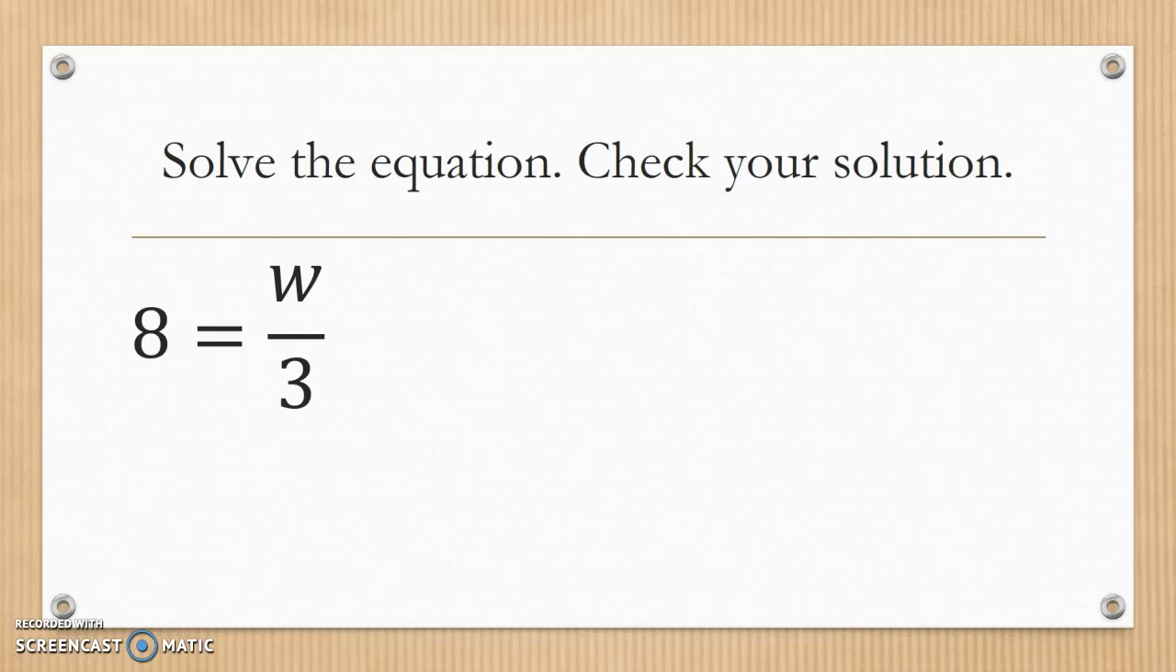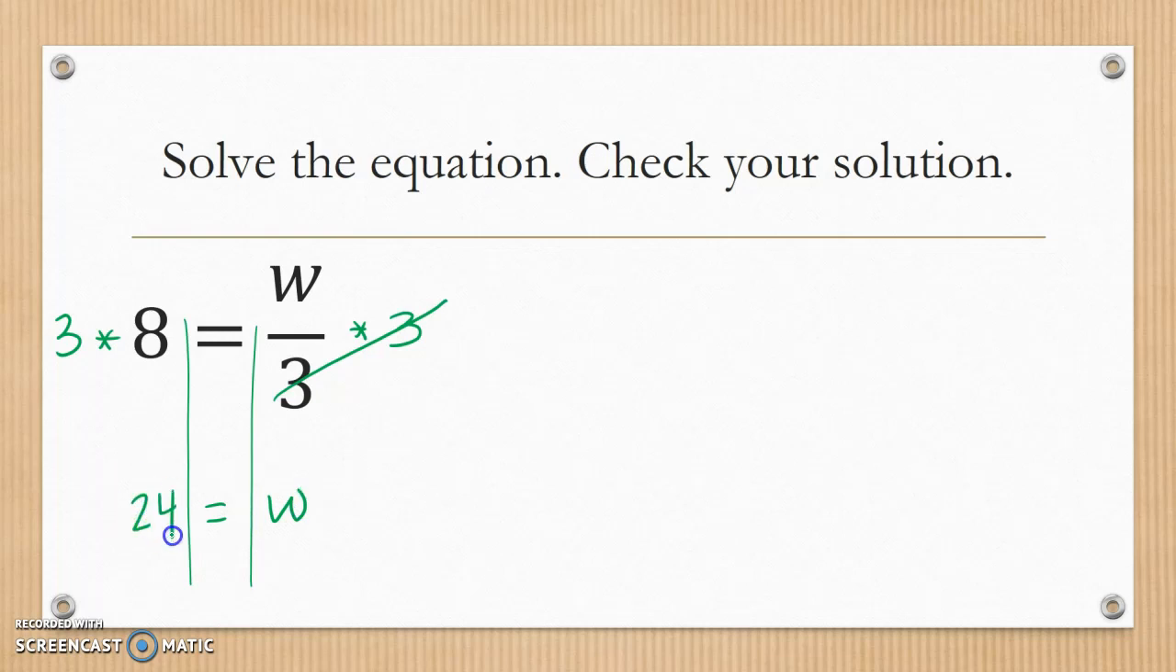Our next problem is 8 is equal to w over 3. This one here, our fraction is division. So in order to undo division, we need to use multiplication. So we're going to multiply both sides. And again, in order to get my variable all by itself, I'm going to multiply by 3 and cross those 3's out. I also have to multiply by 3 on the left side. So I'm left with just w on my right side, and the product of 3 and 8 is 24.